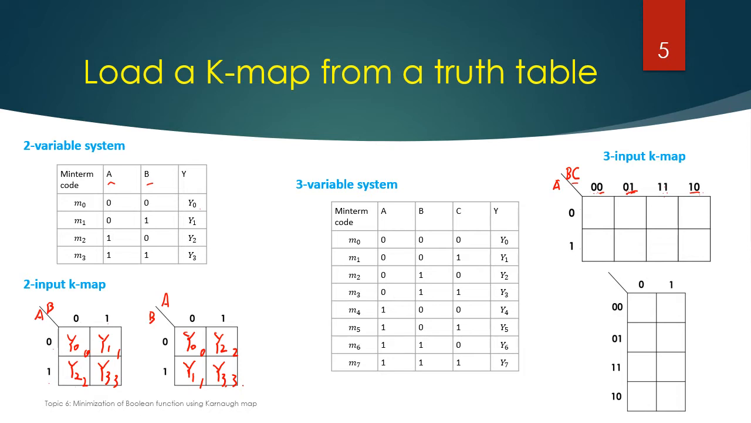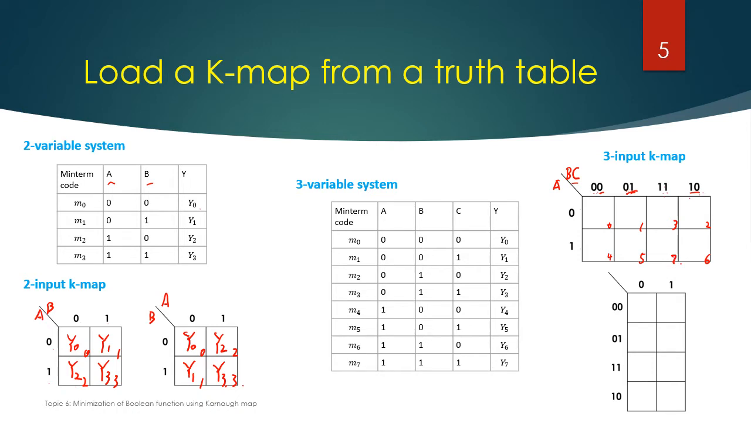Okay. So then we still do a similar thing as the 2 variable system. 0, 0, 0, that's box 0, or square 0. This will be 1. Then 2 will be here because this is 0, 1, 0, that's decimal 2. 0, 1, 1, 3 will be here. 1, 0, 0, 4, 1, 0, 1, 5, 1, 1, 0, 6, 1, 1, 1, 7.